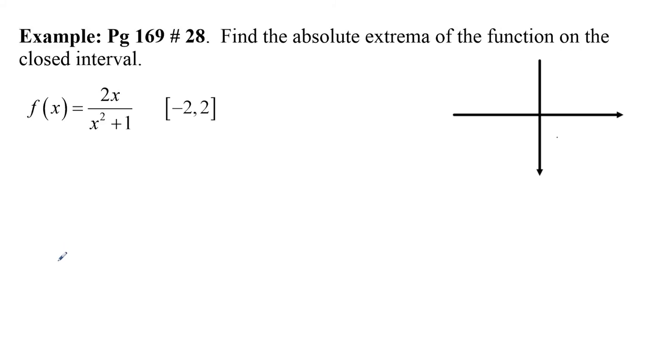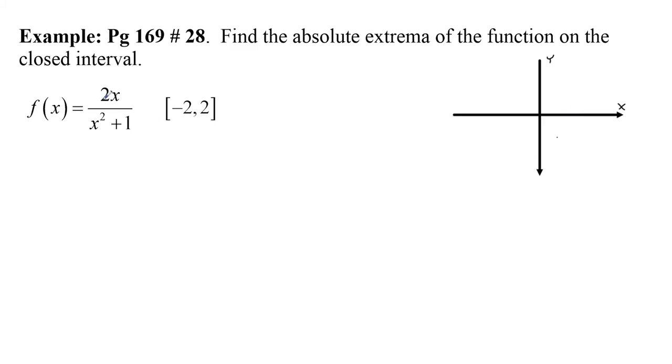My first example says find the absolute extrema of the function on the closed interval. So I'm looking at this function right here, on -2 to +2. I don't have my graphing calculator with me, but I do know a few things about this function without actually having to graph it. Because the degree of the numerator is less than the degree of the denominator, it has a horizontal asymptote at y equal to 0.